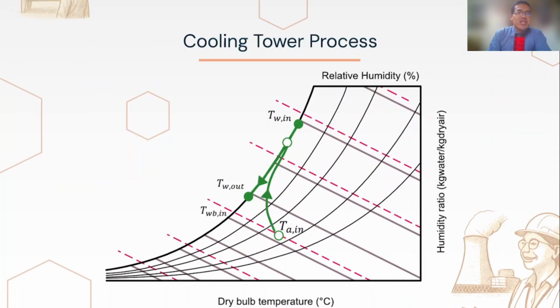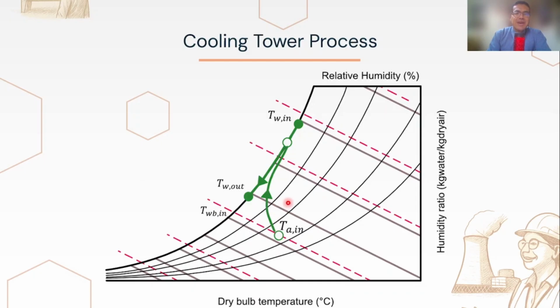This psychrometric chart illustrates a cooling process in a typical evaporative cooling tower. The process begins with warm water entering the tower at a temperature level here. As it moves downward through the fill, it transfers heat to the upward moving air stream. At the air inlet, the air is relatively cool and dry, indicated here. As it absorbs moisture and energy, its temperature and humidity increase.